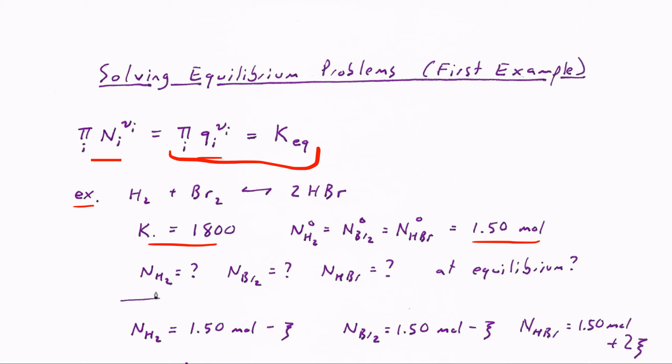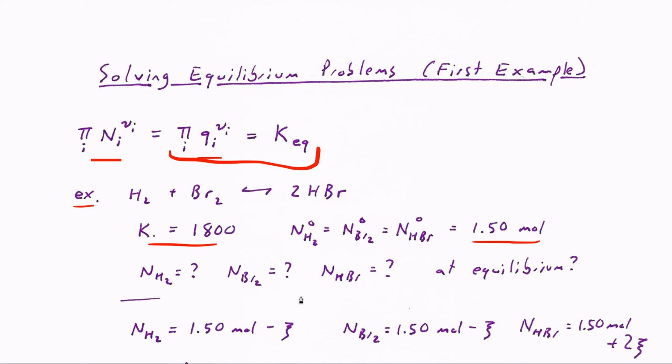The question then is how much of each species is present once the reaction reaches equilibrium. The reaction will either shift forwards or backwards, consuming H2 and Br2 or consuming HBr, until it reaches equilibrium, and we'd like to know how much of each species there is at equilibrium.